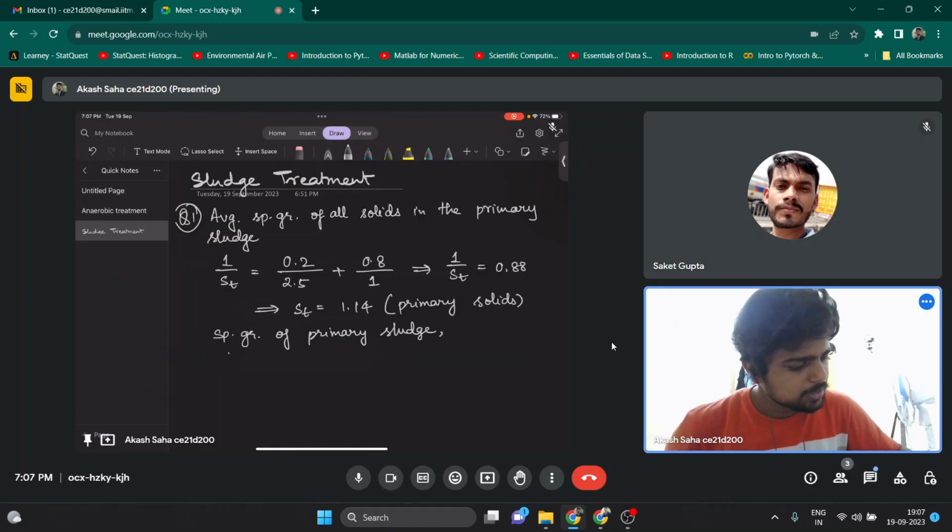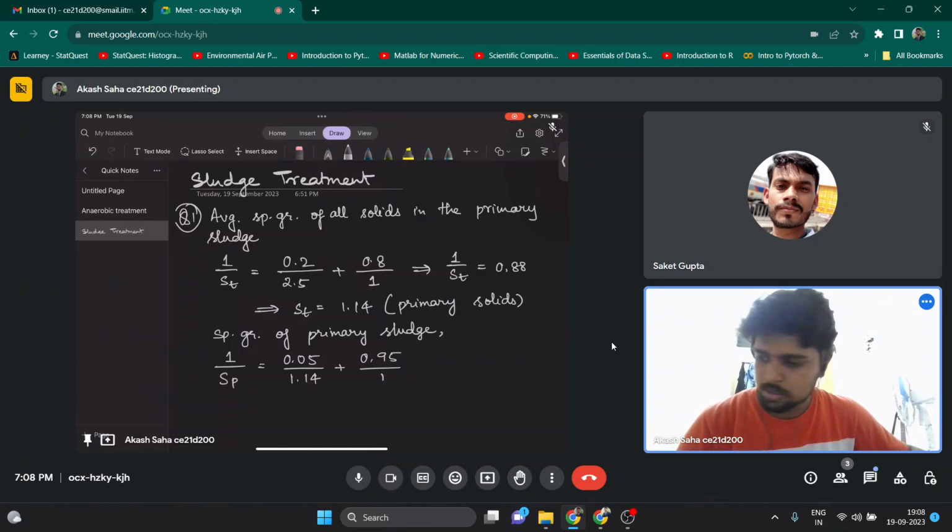Suppose my specific gravity of the primary sludge is Sp. So I'm writing 1 by Sp. What is the solid content? It is 5%. So 0.05 divided by the specific gravity, that is 1.14, plus the remaining 0.95 will be water, divided by 1. So this will turn out to be 0.99. Hence, the specific gravity of my primary sludge will be 1.01.